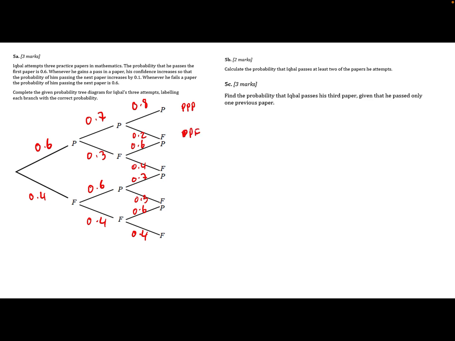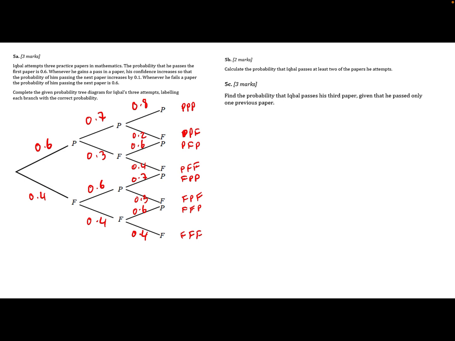PPP, PPF, PFP, PFF, FPP, FPF, FFP, and FFF. Okay, let's see those outcomes written down because it will help. So you've got 3 marks there for filling in the tree diagram correctly.